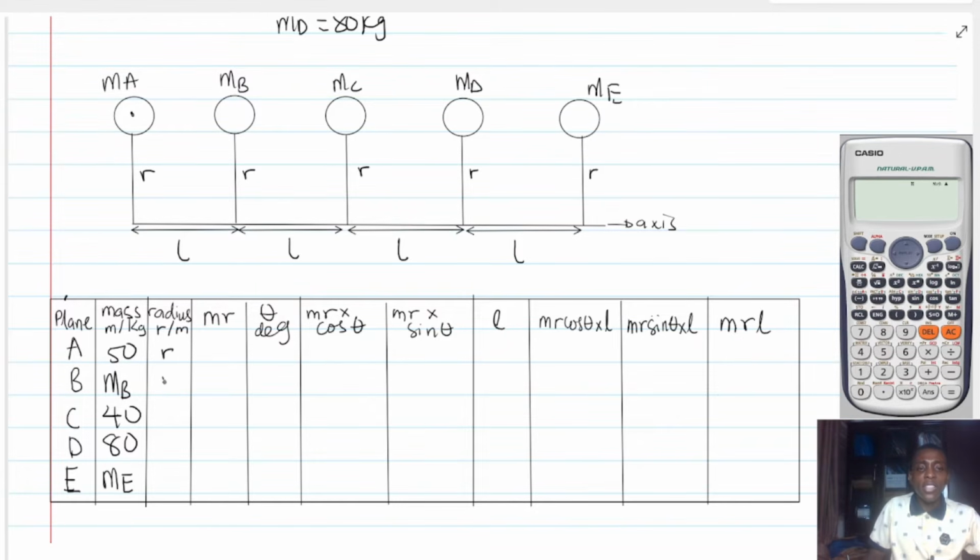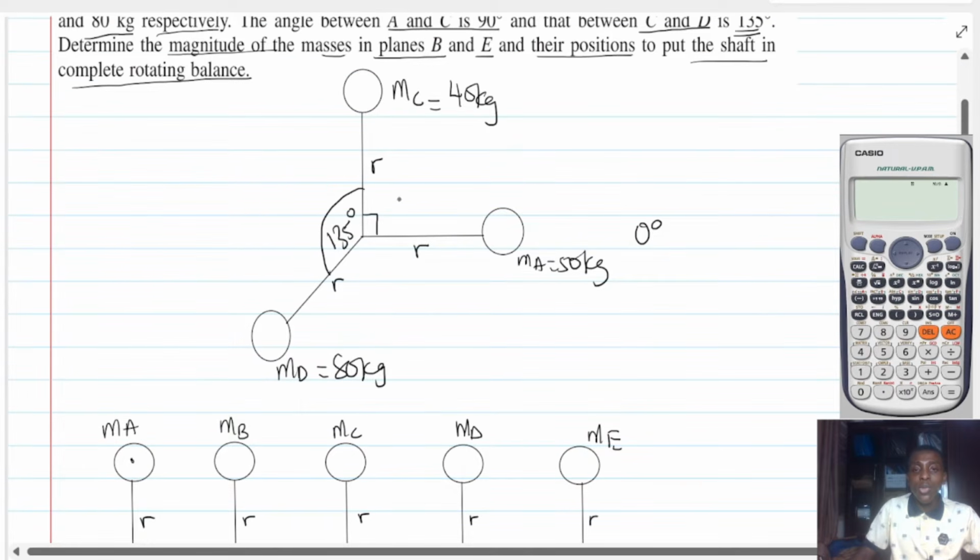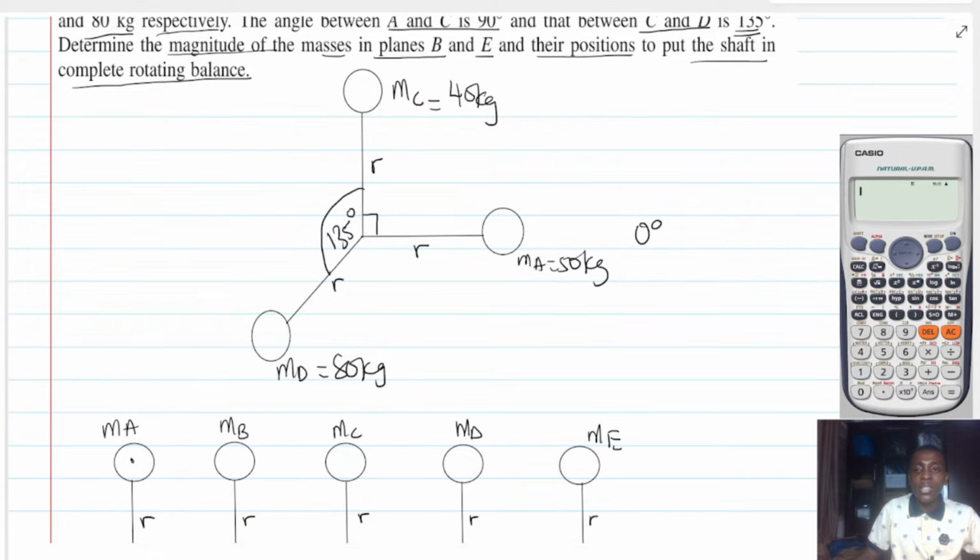Now the radius is the same for all of them, so this part is going to be R. All right. At this point, we are going to do multiplication of the mass and the radius. And so it's going to be 50R, MBR, 40R, 80R, MER. All right. Now we want to look at the angles in degrees measured from the first mass. And so if I look at, with respect to mass C, it's going to be 90 degrees.